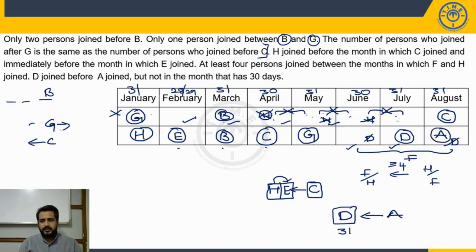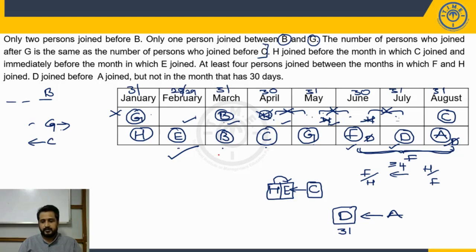And now we are left with F. F, as we discussed, is in one of these 3 positions. Now the only possibility is F is in the month of June. Now here is the final arrangement. The order is H, E, B, C, G, F, D, A respectively from January through August.